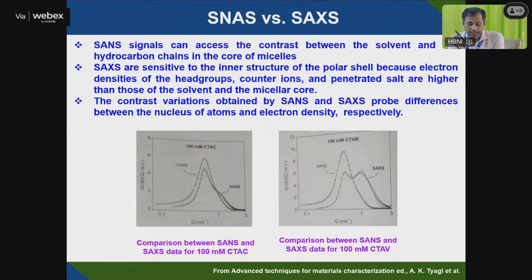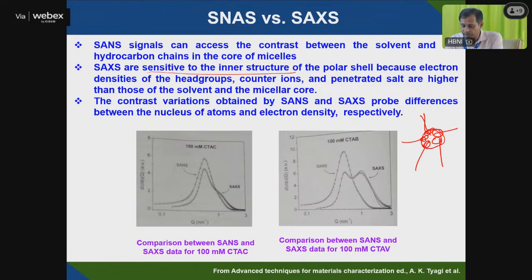So if you see the basic difference between SANS and SAXS, what information will you get? If you have a CTAC solution, SANS can assess the contrast between the solvent and the hydrocarbon chain in the core of the micelle. If you have a micelle structure, the head group is bulky, a high-density region. SAXS is sensitive to the inner structure of the polar shell because of the electron density of the head group. If a micelle is formed like this, a hydrophobic micelle, SAXS is sensitive to the polar shell. That is the head unit.